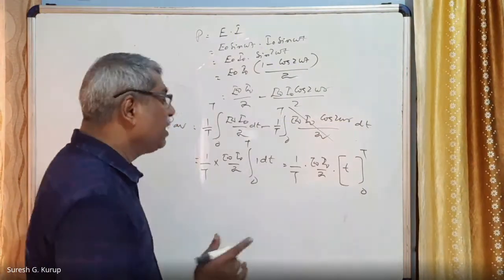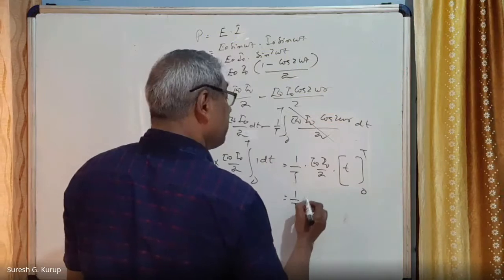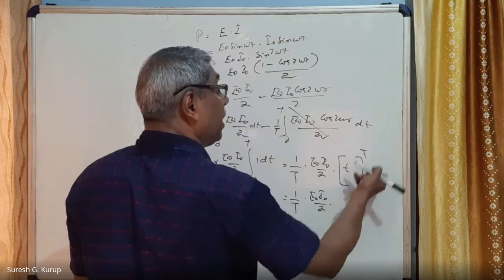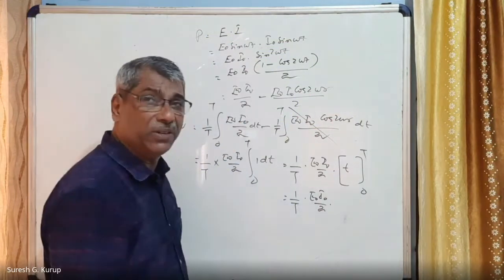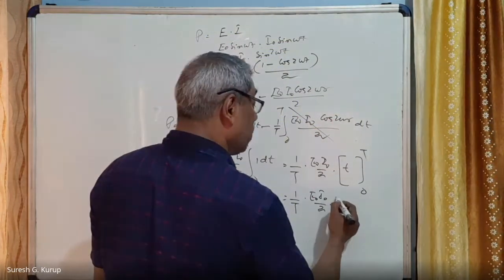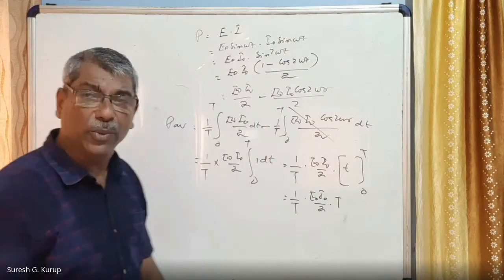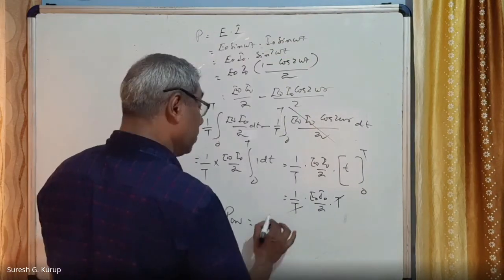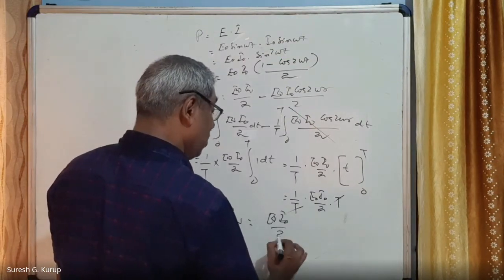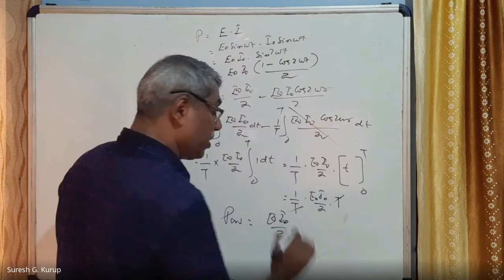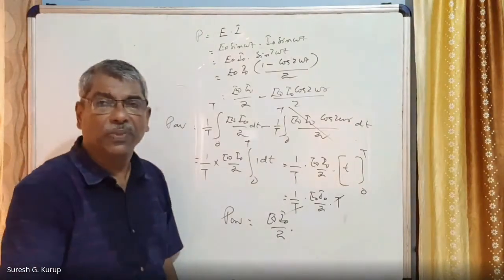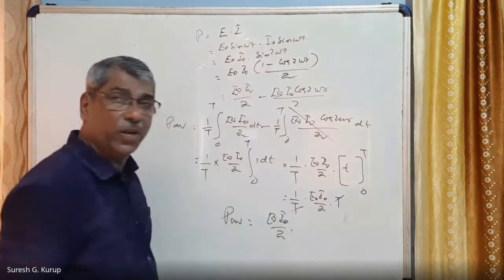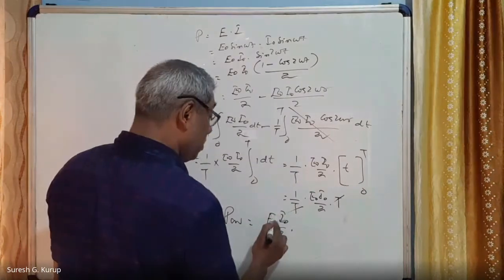Very simple, right? So this is equal to 1 by capital T into E0 I0 divided by 2 into upper limit minus lower limit, that is T minus 0. This T and T cancel. You will get P average is equal to E0 I0 divided by 2. Very, very simple. So in the case of a pure resistance circuit, the power consumed is equal to E0 I0 divided by 2.